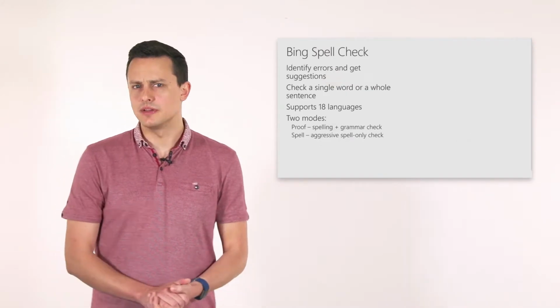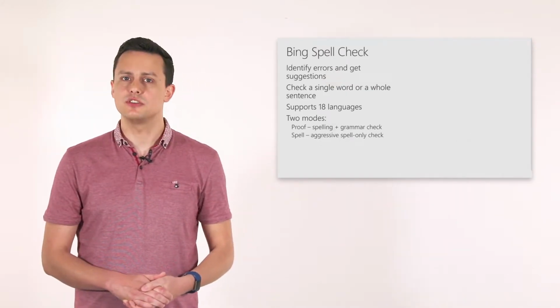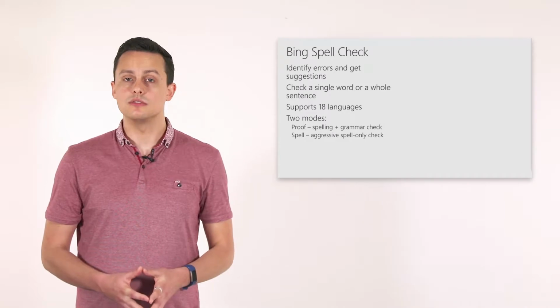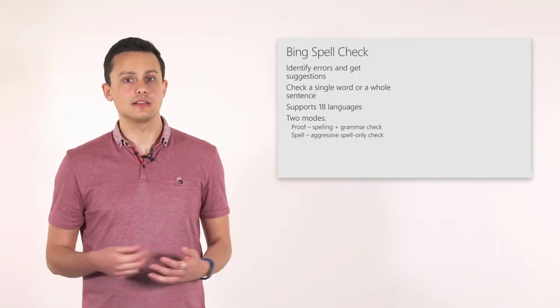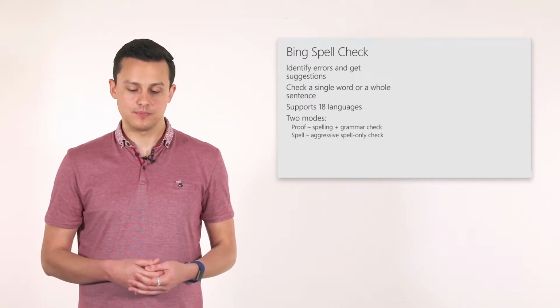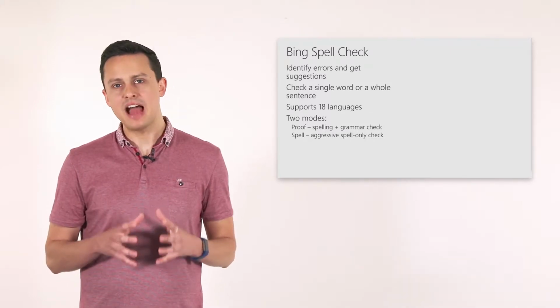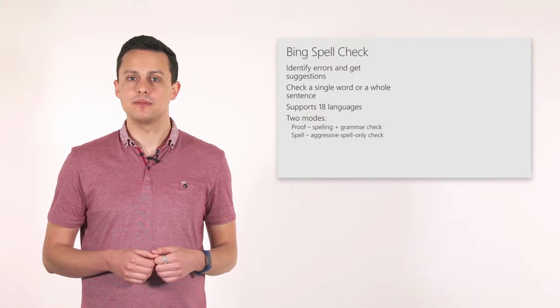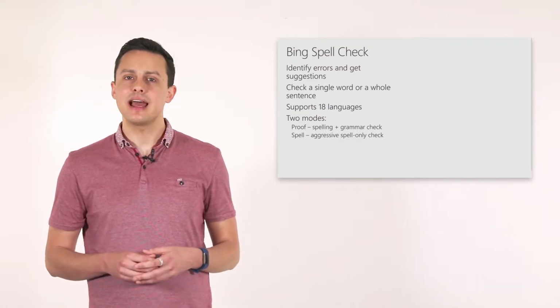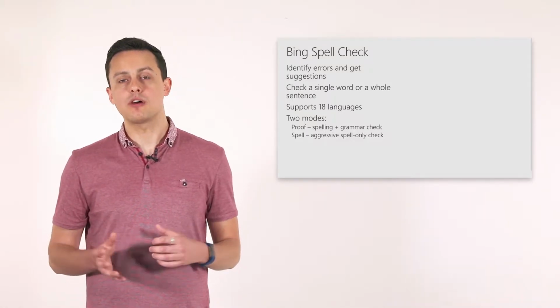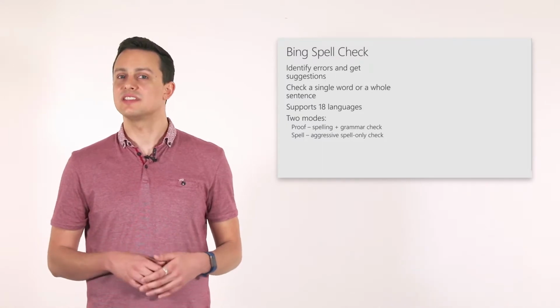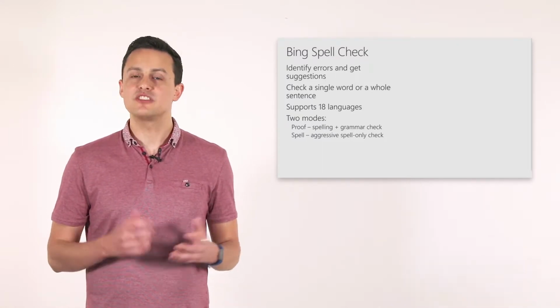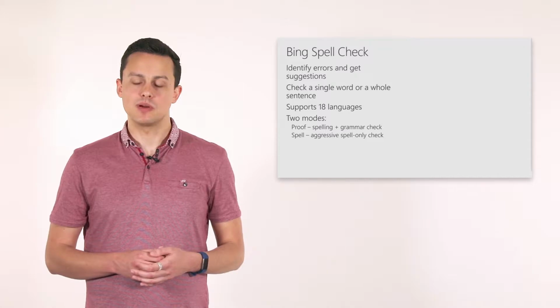Now, on the surface of it, you might think that the Bing Spell Check service is something that you might use when building a text editor or a document editor, for example. However, the power of Bing Spell Check for the natural language developer is significant because it allows us to not have to worry about all the different ways that users can misspell or misstructure their natural language queries.